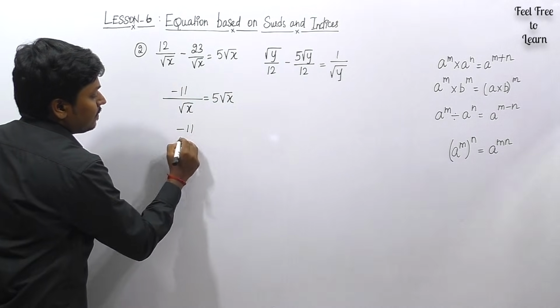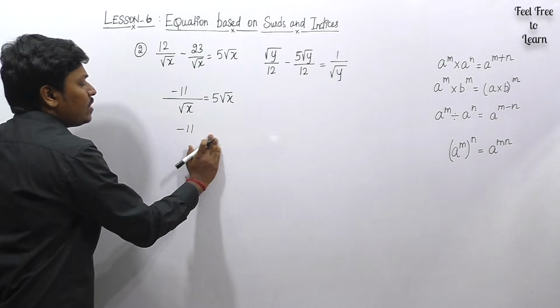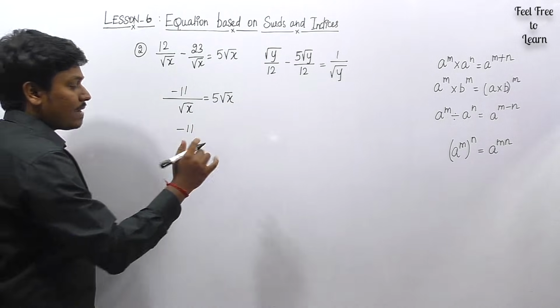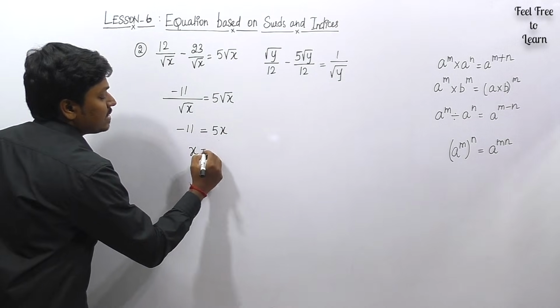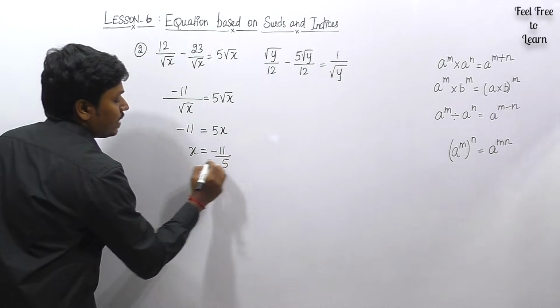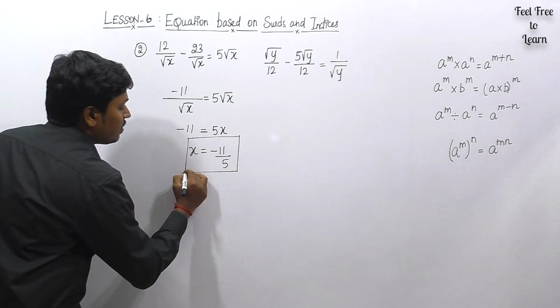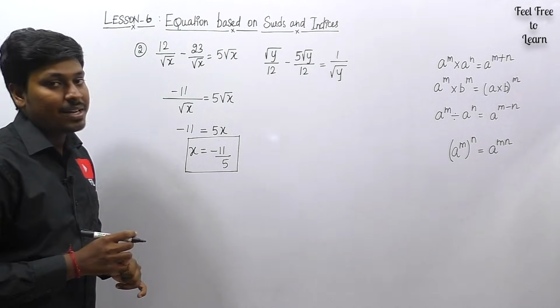So minus 11 divided by root x, friends listen here, when you multiply root x into root x it will be x. So this can be written as minus 11 is equal to 5x. So x is equal to minus 11 by 5. So finally we got the value of x, that is minus 11 divided by 5.